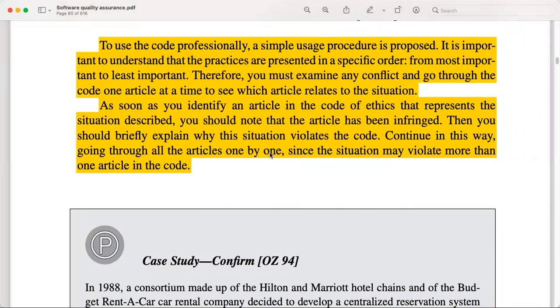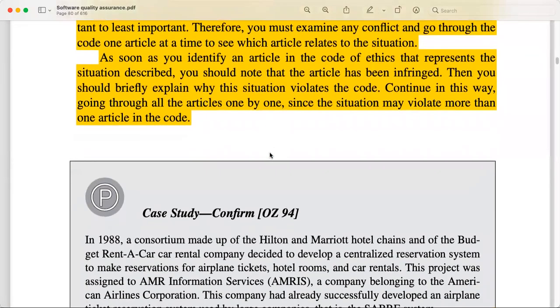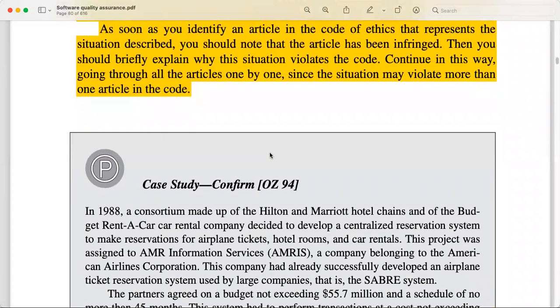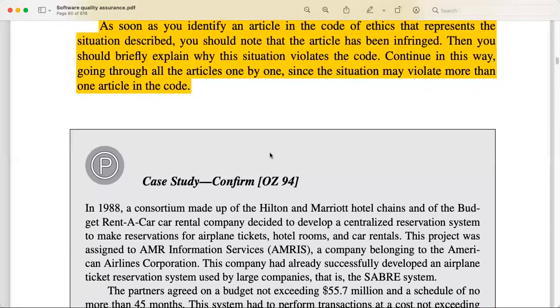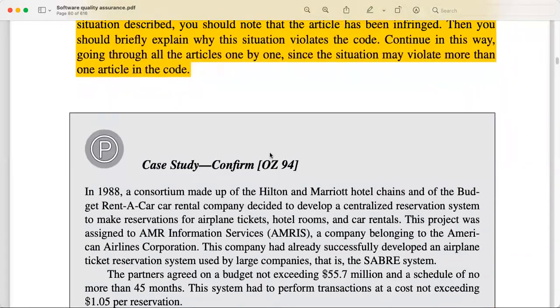It is important to understand that the practices are presented in a specific order, from most important to the least important. Therefore, you must examine any conflict and go through the code one article at a time to see which article relates to the situation. As soon as you identify an article in the code of ethics that represents the situation described, you should note that the article has been infringed, and then you should briefly explain why the situation violates the code. Continue in this way, going through all the articles one by one, since the situation may violate more than one article in the code.